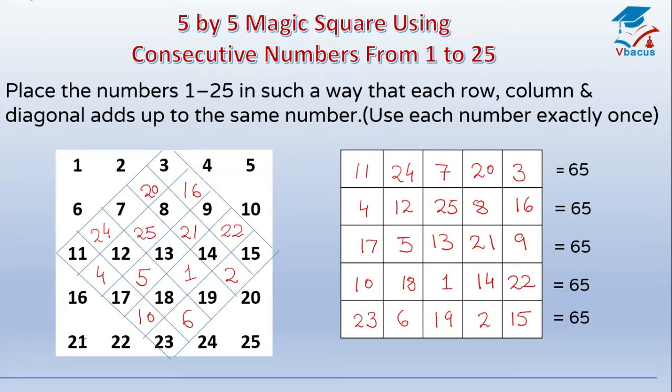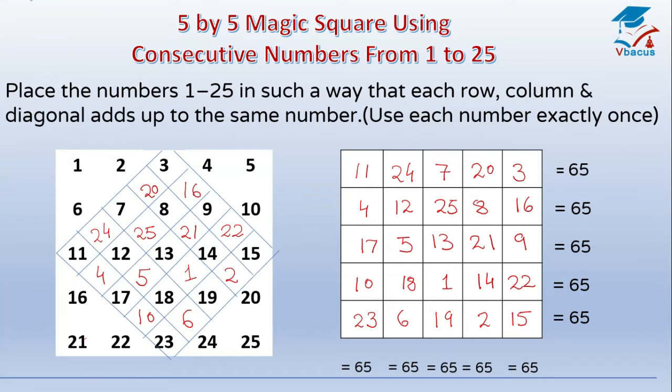11 plus 4 plus 17 plus 10 plus 23 is equal to 65. 24 plus 12 plus 5 plus 18 plus 6 is equal to 65. 7 plus 25 plus 13 plus 1 plus 19 is also equal to 65. 20 plus 8 plus 21 plus 14 plus 2 is also equal to 65. 3 plus 16 plus 9 plus 22 plus 15 is also equal to 65.